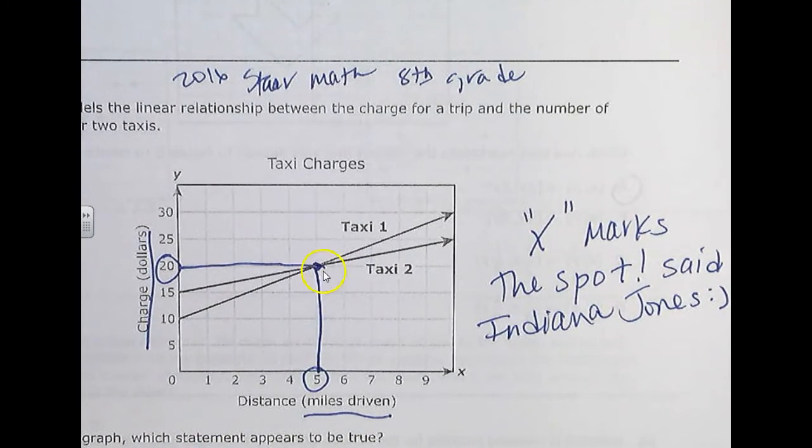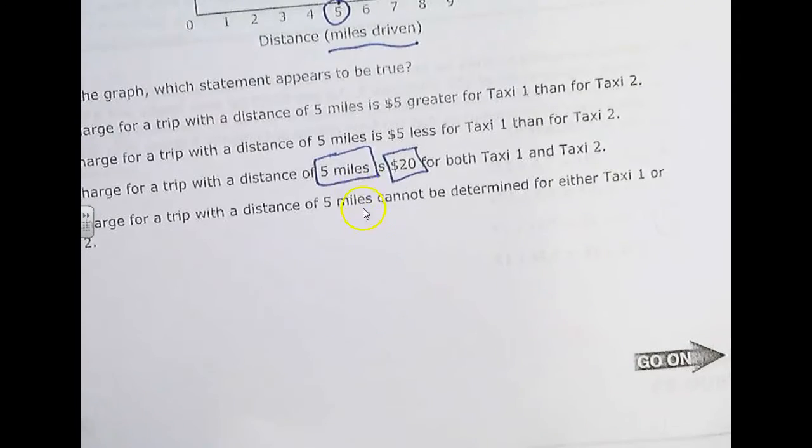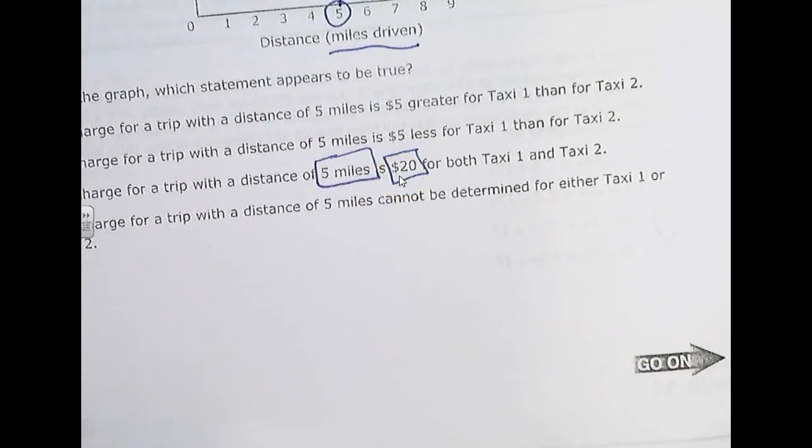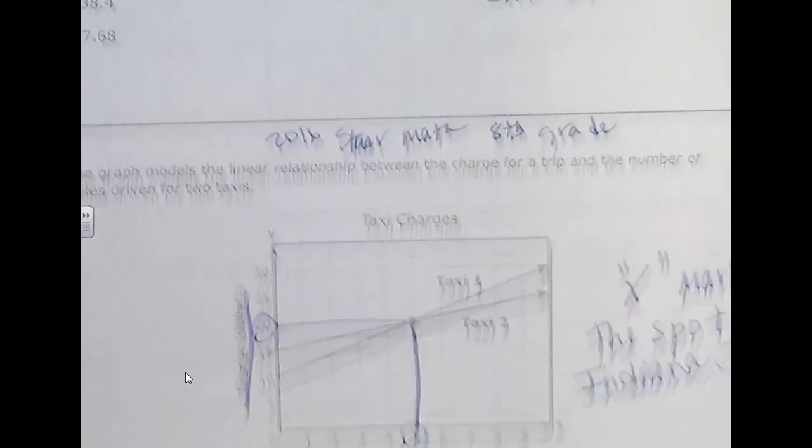So here's my point of intersection. Here's my 5 miles, and here's my 20 bucks. And if you read the ABCDs, you'll find there's one that says 5 miles and 20 bucks. The end. Not hard. Next question.